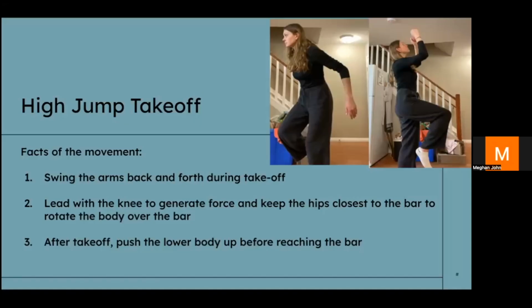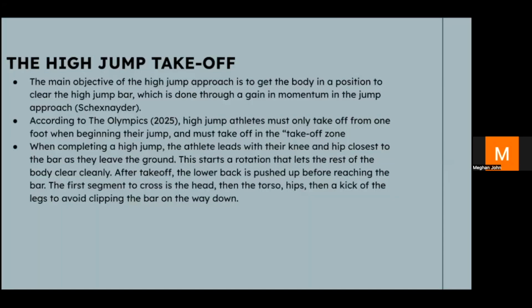As previously mentioned, these are the facts of our movement. Fact 1 is clearly seen if we compare the photo on the left to the right, as the arms are used to help drive the body upwards. In the photo on the right, we see the knee generating force and the hips closest to the bar location, which would be on the left in that scenario.